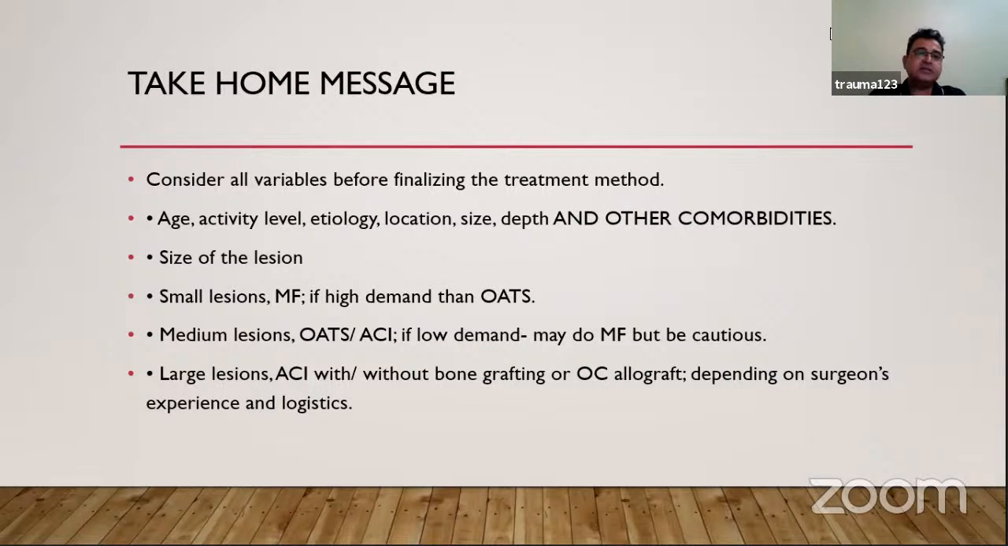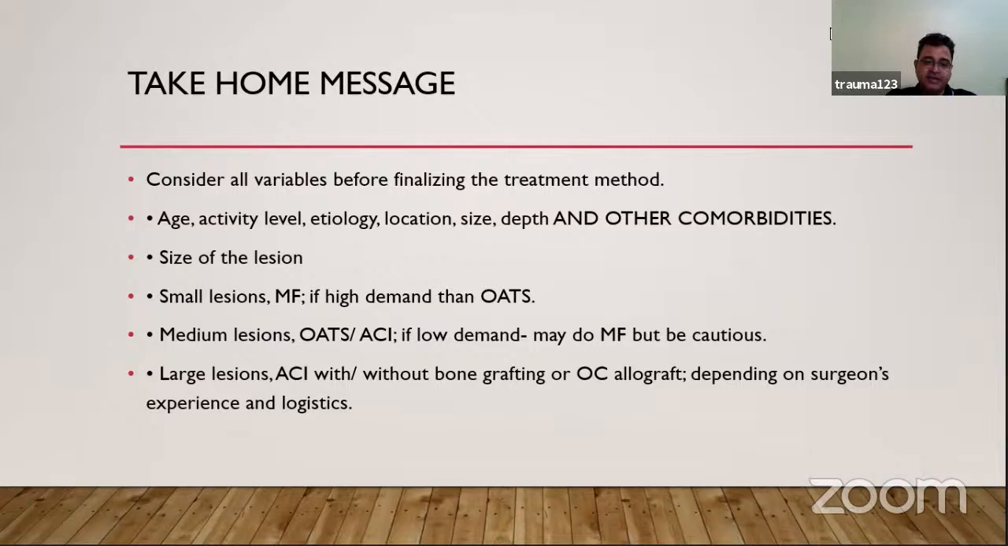Take home message is consider all variables before finalizing the treatment method. Age, activity level, etiology, location, size, depth, and other comorbidities should be assessed. Size of the lesion is the single most important factor. And in small lesion, microfracture is good. If high demand, then do an OATS. Medium lesions, we can do OATS or ACI. If low demand, we can still do microfracture, but be cautious.